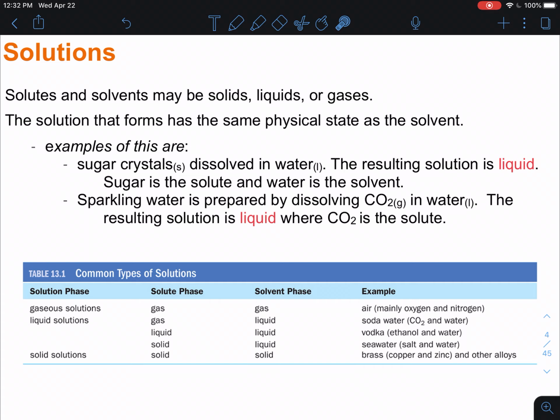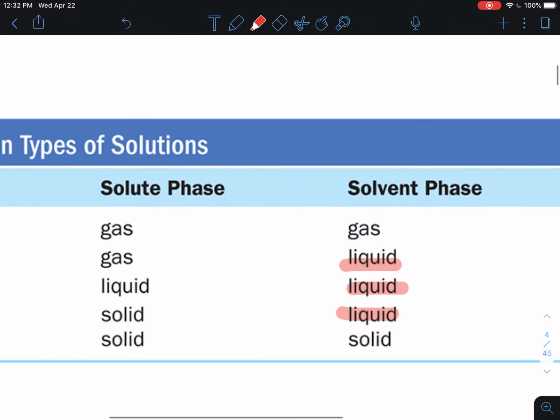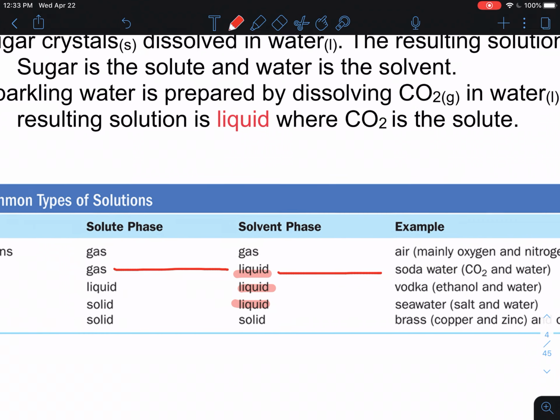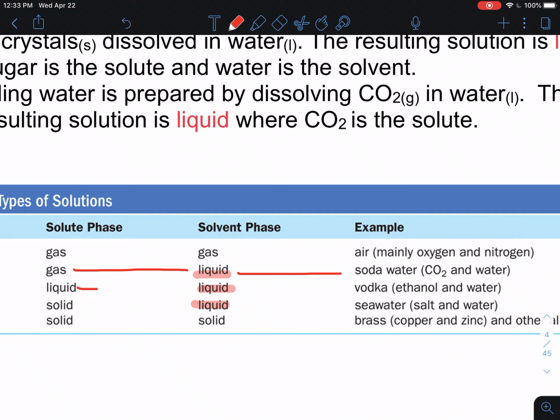There are also liquid solutions, where the solvent is always liquid, but let's take a look at what the solute is for these. We have a gas-liquid solution, again, that's sparkling water. A liquid-liquid solution such as vodka, where you have ethanol as a liquid as the solute and water as the solvent. And then we have a solid-liquid solution where the solid is a salt and other solids dissolved in water, and seawater is the example.